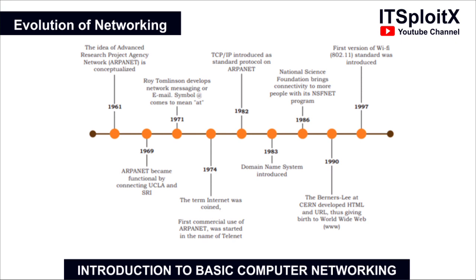By 1983, as the network continued to expand, usability became a major concern. Remembering numerical addresses for every computer was difficult and impractical. To solve this problem, the Domain Name System, known as DNS, was introduced. DNS allowed users to access network resources using readable names instead of long strings of numbers, making the Internet far more user-friendly.